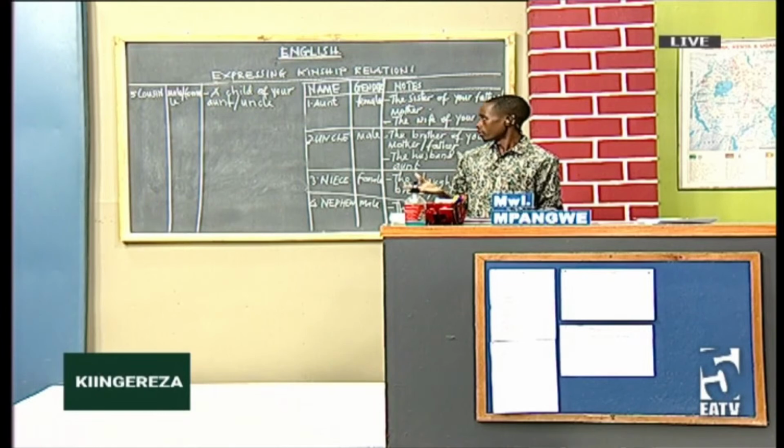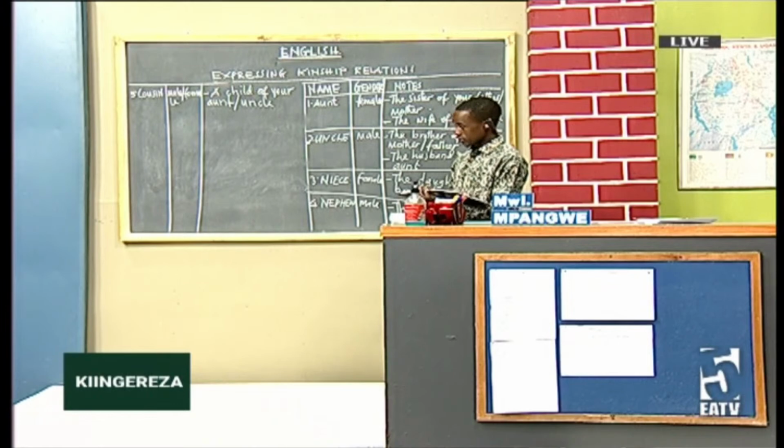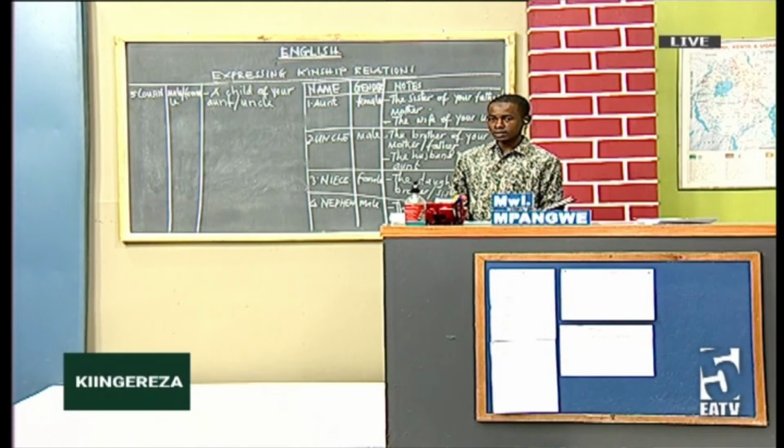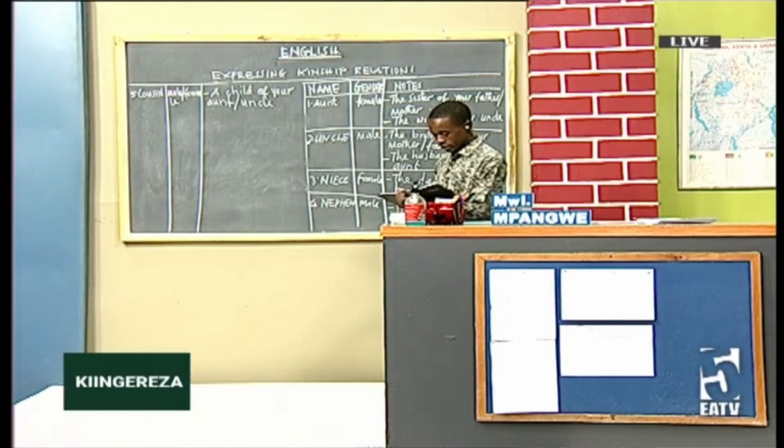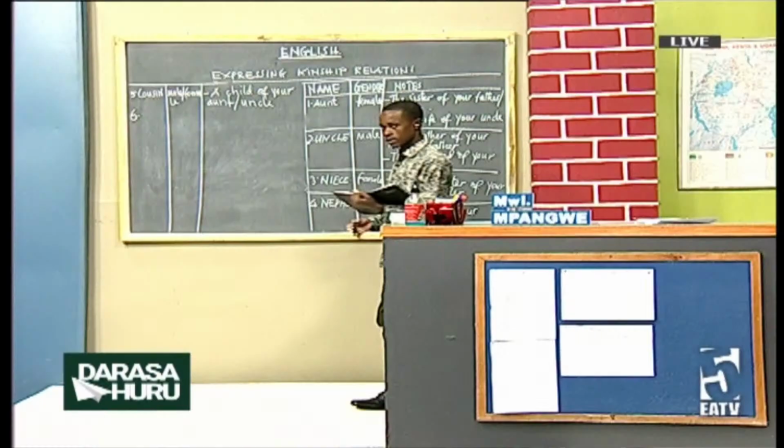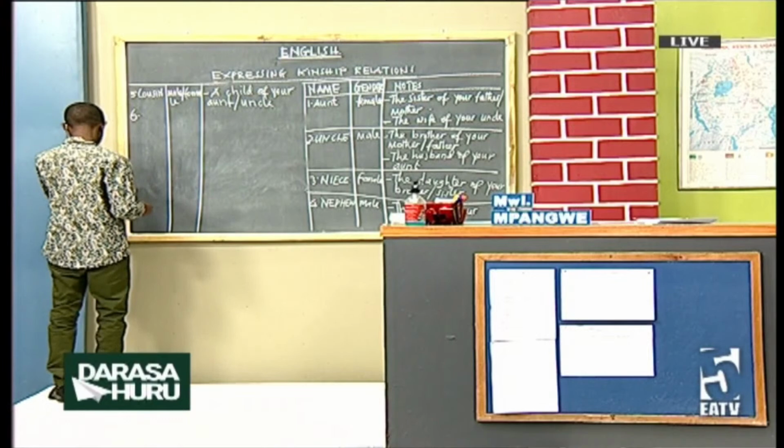Let's take a look at that picture. Okay, as we are waiting, let's continue. You can say, these are my cousins. You mean that they are your uncles' or aunties' children. You say, these are my cousins. Very good. Then let's look at this one.